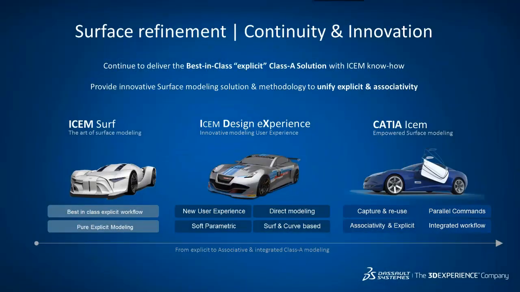Now, as you know, Dassault Systèmes supports surface refinement across three columns now. We have Icem Surf, which is the best-in-class explicit modeler that we know and love. We have the new product, Icem Design Experience, which is very exciting, just came out in 2019x on the 3DEXPERIENCE platform. And of course, we have CATIA Icem, which is in V5 and the 3DEXPERIENCE platform also. But today is all about Icem Surf.